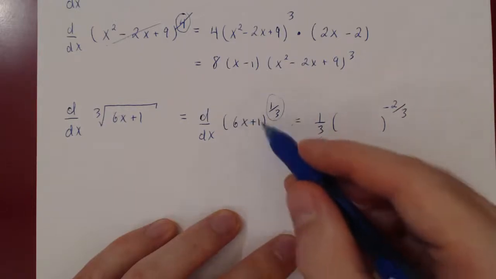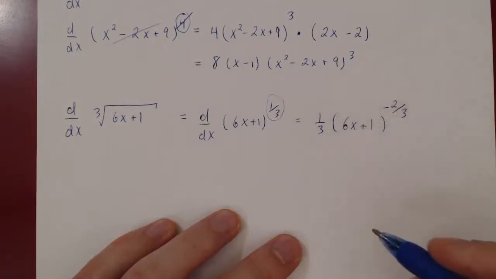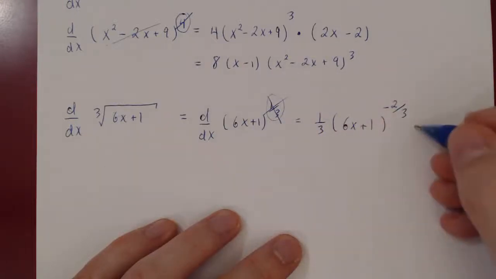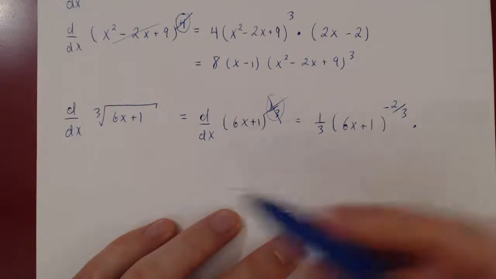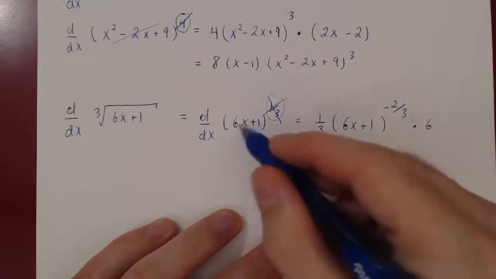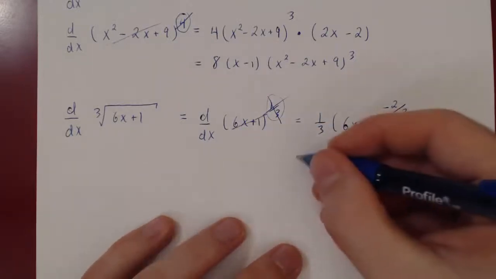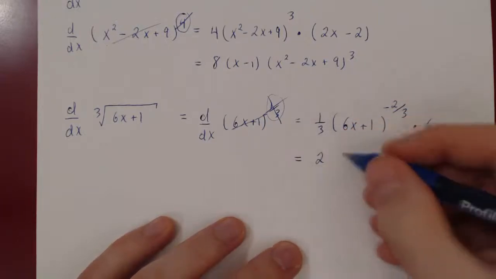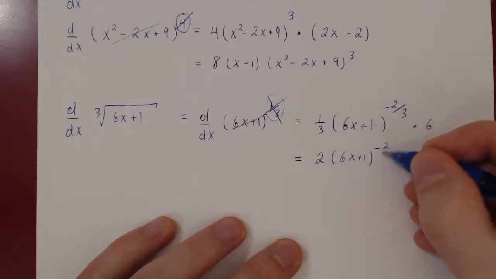Add the inside function, so 6x plus 1, and that takes care of the derivative of the outside function, times the derivative of the inside function, whatever is left over, and the derivative of 6x plus 1 is just 6. And now there's nothing left over, so we're done with the derivative. And 6 times a third is just 2, so it's 2 times 6x plus 1 to the negative 2/3.